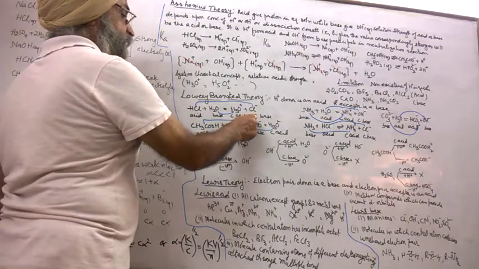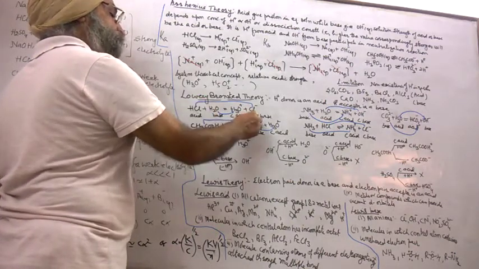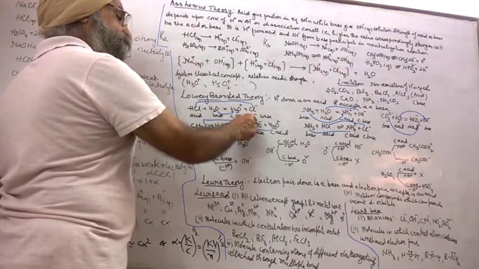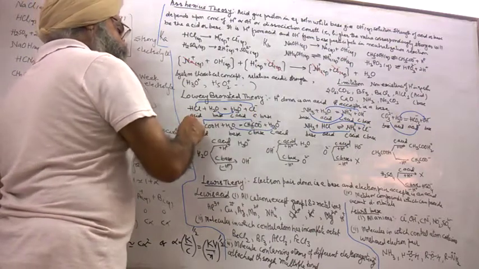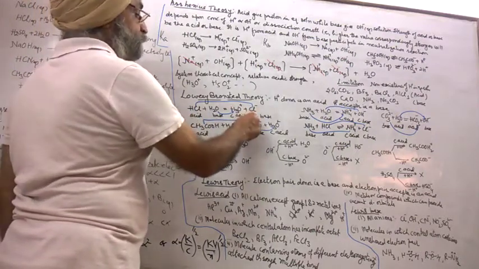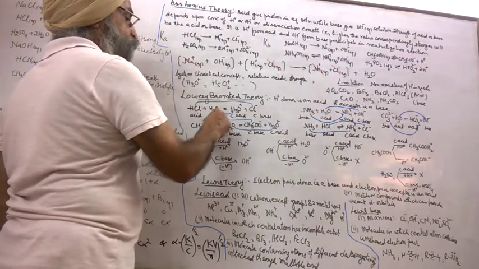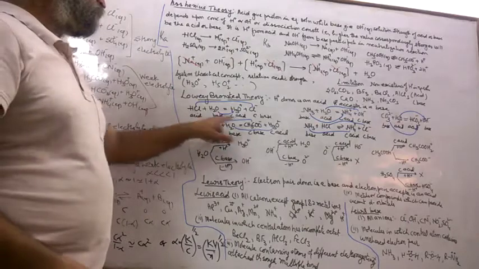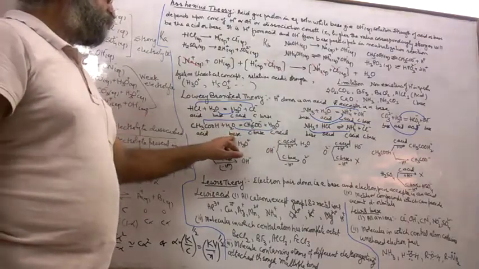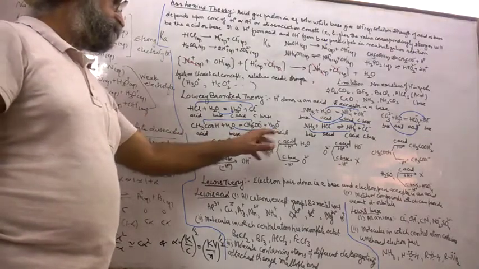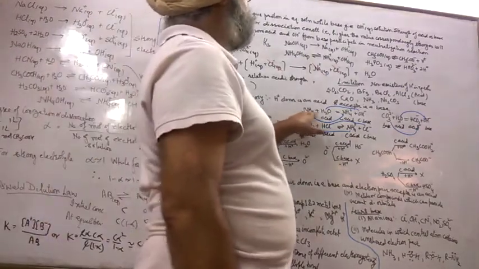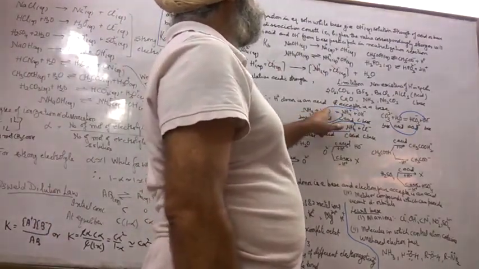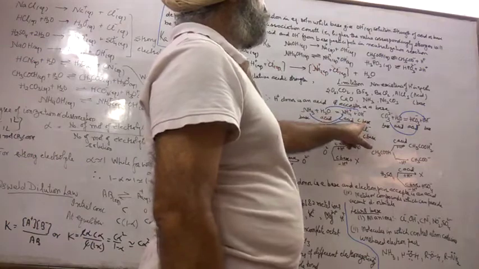If Cl negative changes to HCl, it has to accept a proton. Therefore, it is a conjugate base. Corresponding to an acid, there is a conjugate base. Corresponding to a base, there is a conjugate acid. Acid, conjugate base. Base, conjugate acid. Similarly, base, conjugate acid. Acid, conjugate base, and so on.